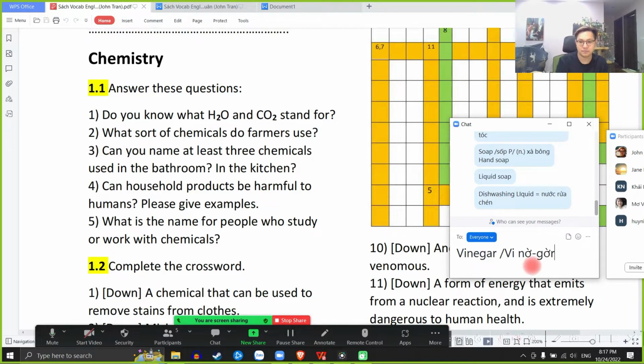Vinegar. Baking soda. Yes, vinegar. Giấm ăn. Giấm. And we have baking soda. Baking soda. Nó gọi là soda làm bánh á. Bột làm bánh á. But baking soda is also for cleaning too.